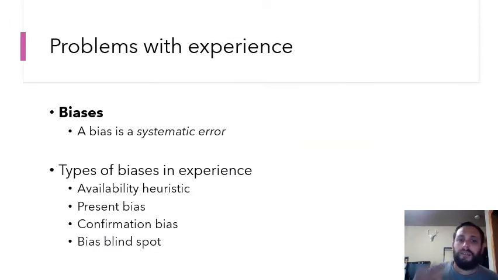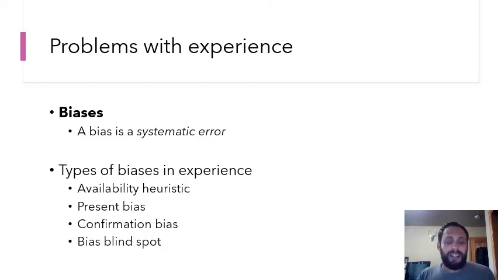So there's a lot of problems with using experience versus research. The first of that being biases. Now, bias is a systematic error. This is different than random error. I want that to be clear. This is an error that keeps happening in one systematic way, right? Whereas random error, it pops up everywhere.